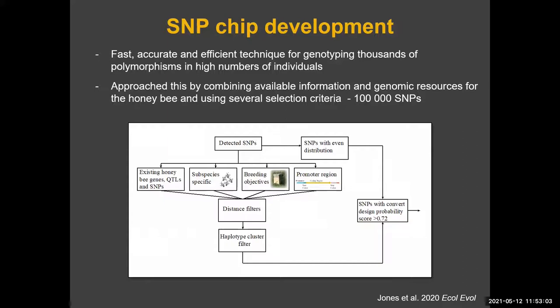So we used genome resequencing of unrelated drones to detect many, many SNPs. We then reduced the number of SNPs that we wanted to include on the SNP chip by selecting specific SNPs. And you can see an outline of this workflow here in this schematic diagram. So we included SNPs in known existing key B genes and QTL studies. We included subspecies specific SNPs and also SNPs that were found to be specific to breeding objectives, including honey yield and gentleness.